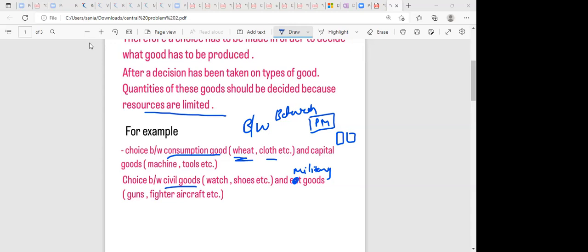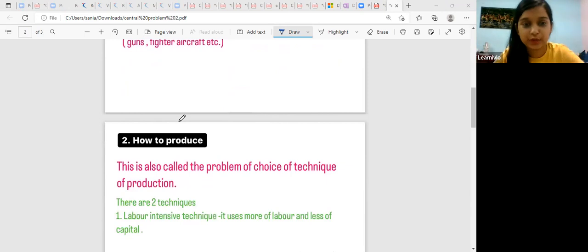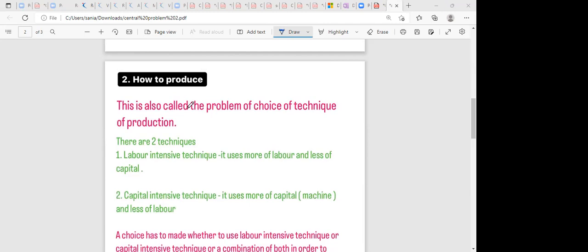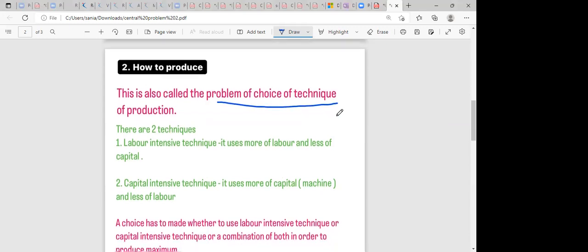Now we'll be doing the second problem, which is how to produce. This is also called the problem of choice of technique. For example, if I ask you how you are going to make pizza, there are various techniques. You may make veggie pizza, paneer pizza, anything. So there are various techniques for this, and this is called the problem of choice of technique. You have to make a choice between techniques of production. Which technique are you going to use for making this pizza?